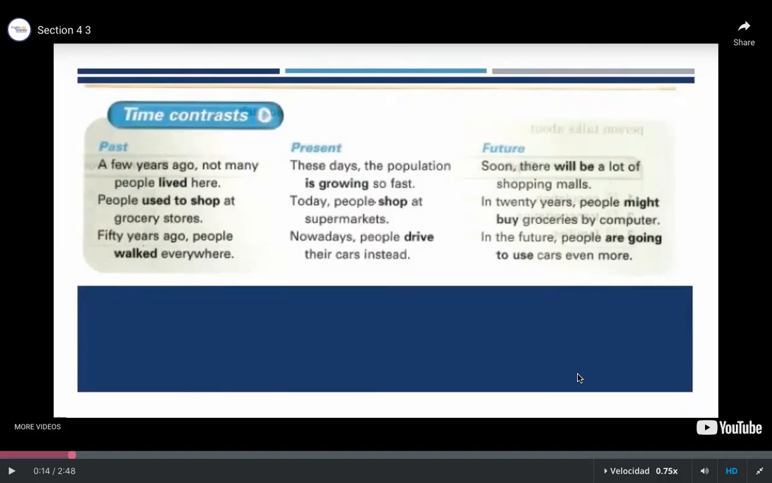The third one is nowadays, people drive their cars instead. Again, we are using base form. Is the verb in the normal, in the basic tense.